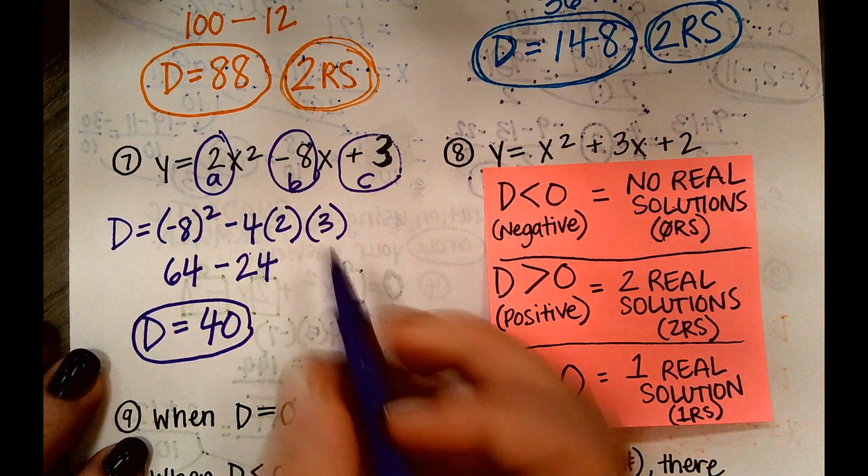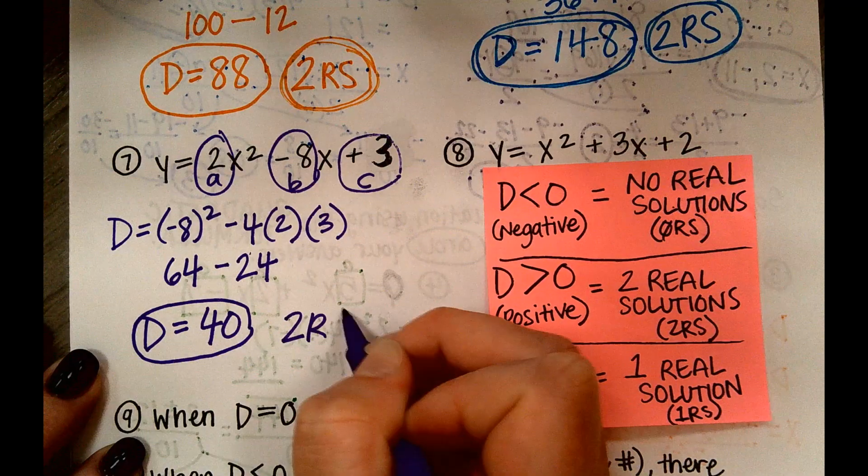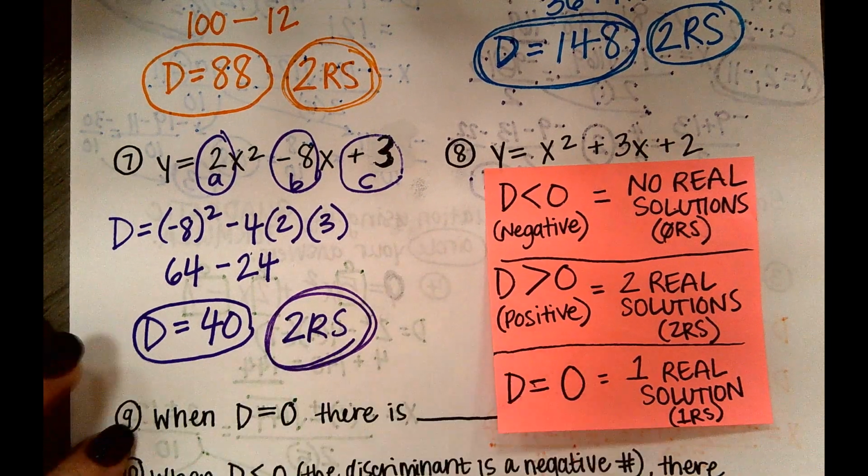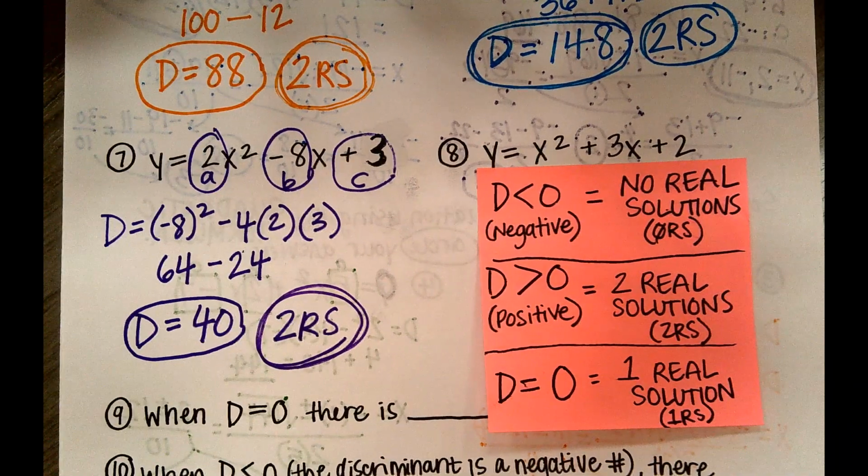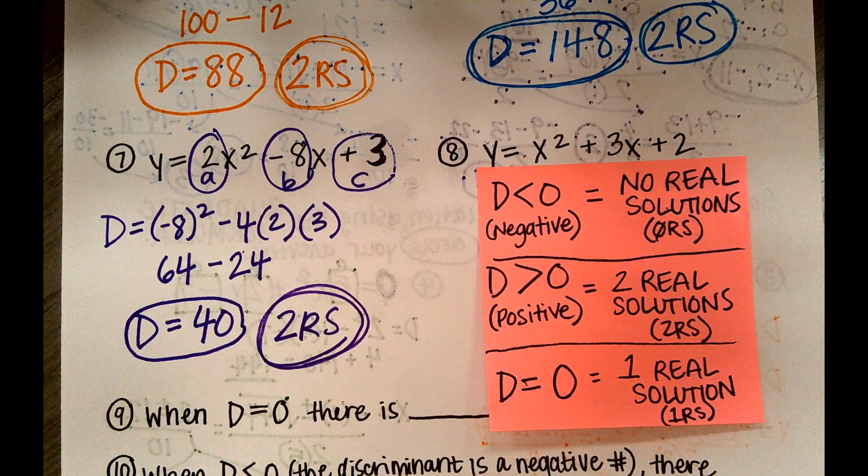You have two real solutions. Two real solutions. Why? It's a positive number. It's a positive number. Very good. Very good.